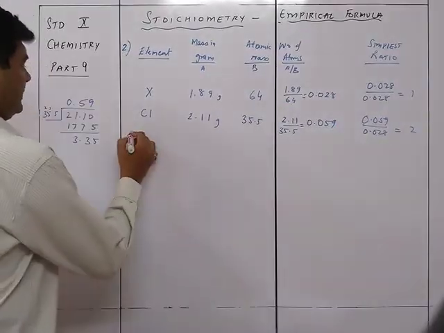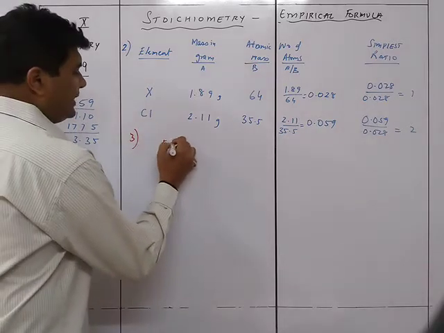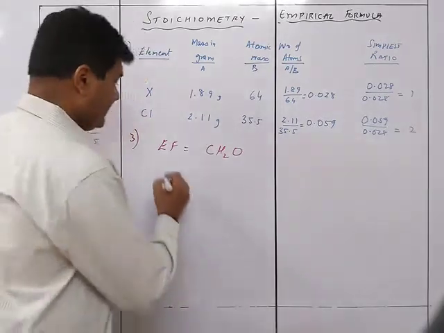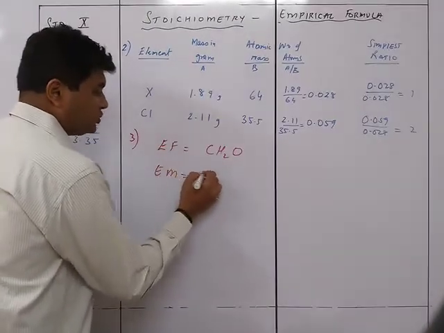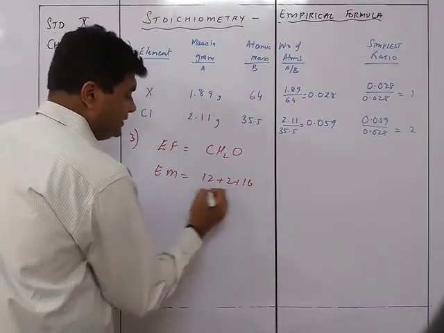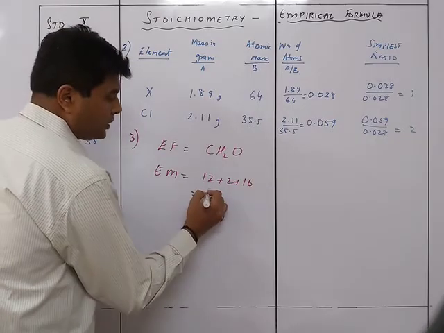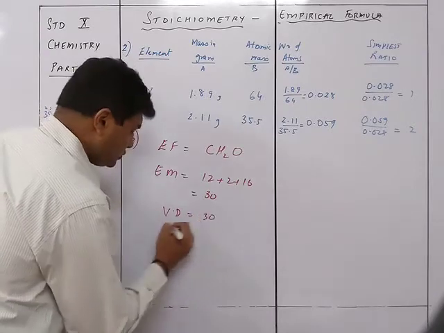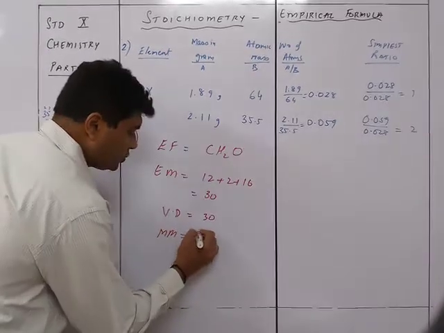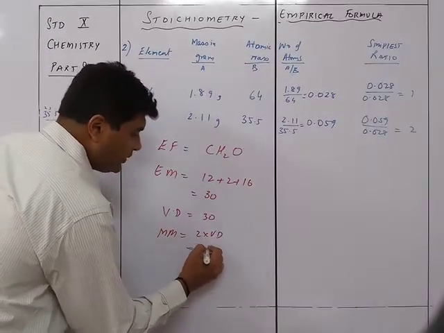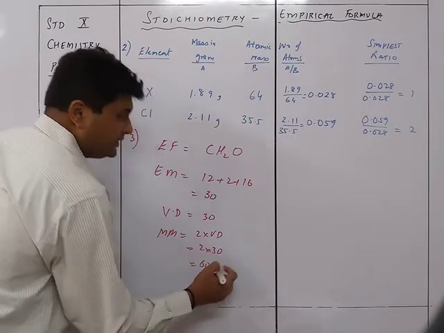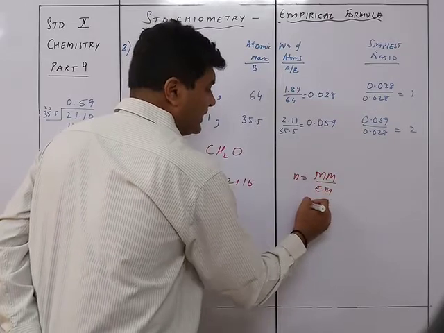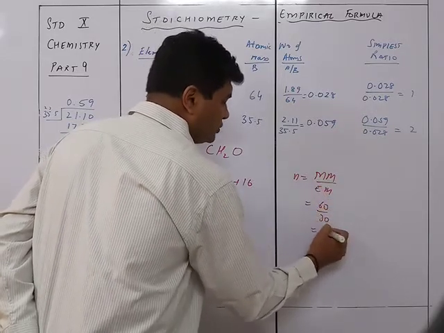So question number 3. The empirical formula is equal to CH2O and the vapor density is 30. So the empirical mass is equal to 12 plus 2 plus 16, which is equal to 30. The molecular mass is equal to 2 into VD, which is 2 into 30, equal to 60. Therefore n is equal to molecular mass upon empirical mass, that is 60 upon 30, which is equal to 2.